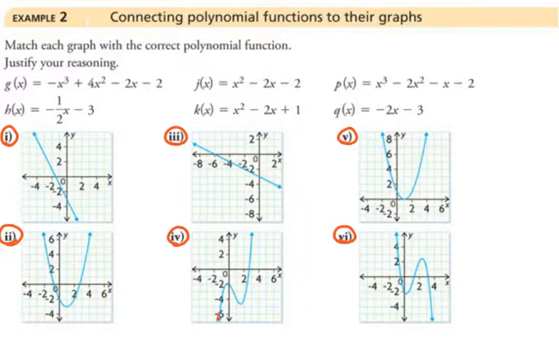IV, as you can see, moves up as you go left to right, and VI moves down as you go left to right. So this means that IV is a degree 3 polynomial with a positive leading coefficient. The only one that matches is P of x. So that is the function that would match with that graph. Since VI moves down left to right and it is a degree 3, it has a negative leading coefficient. That one must be G of x.